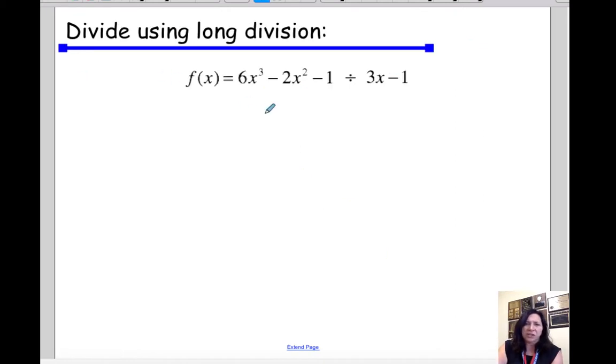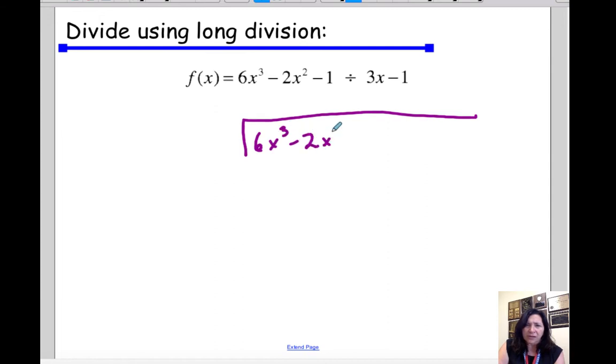Using long division, divide. Okay, so let's see, long division. So let's make sure: 3, 2, I don't have an x. Okay, so let's do this. All right, so we've got 6x cubed minus 2x squared plus no x minus 1. And then on the other side, I've got 3x minus 1.